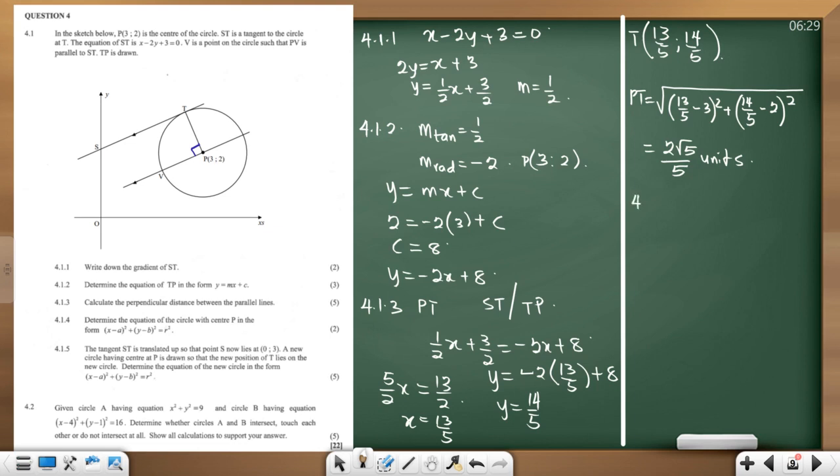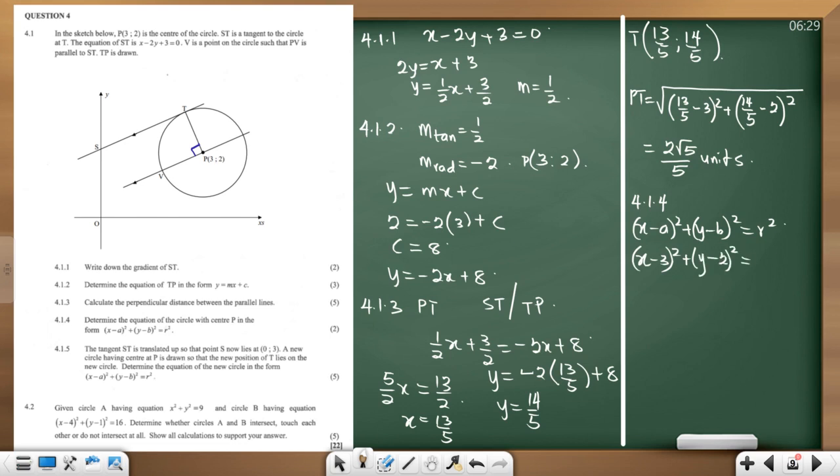Determine the equation of the circle with center P. That's now easy. 4.1.4. The formula is (x minus a) squared plus (y minus b) squared equals what? r squared. Do we know the center of the circle? 3. So (x minus 3) squared. Do we know the y value of the center, the b?